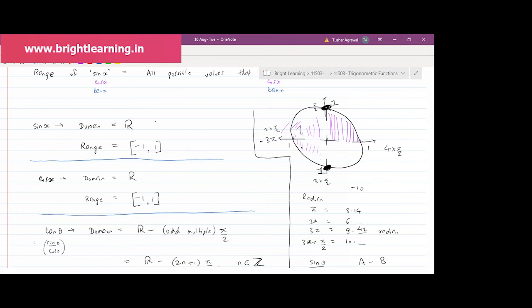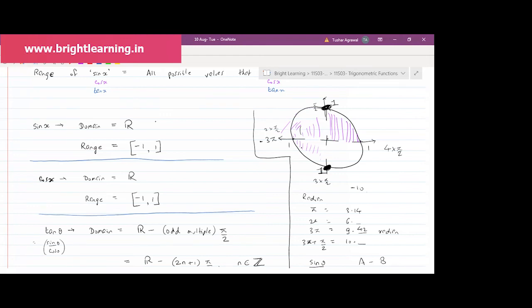Cos x also, domain is R, range is minus 1 to 1. Tan theta, tan x or tan theta, what is the domain? Domain definition is all the points where the function is defined. So all real numbers. So how to find the points where the domain is defined? Means all real numbers except the points where it is not defined. So from the real numbers, remove the points where the function tan theta will not be defined.